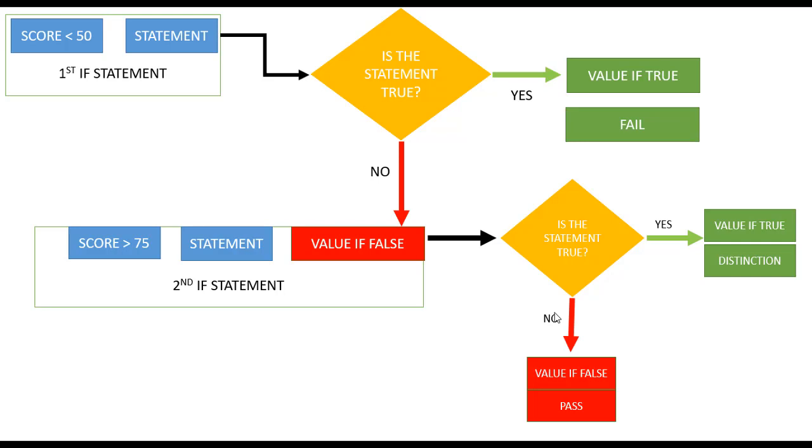The second if statement will actually be the false value for the first if statement. I know this sounds a little confusing, but once we actually go and work in the Excel environment, things will be clarified. The second if statement will be checking the same score against a value of 75. If the value is greater than 75, the value returned will be distinction. If not, the value will be pass. Effectively, if the value is between 50 and 75, the value returned will be pass.